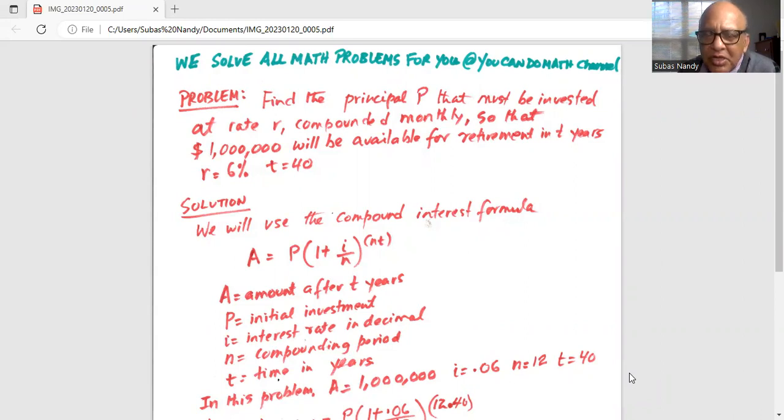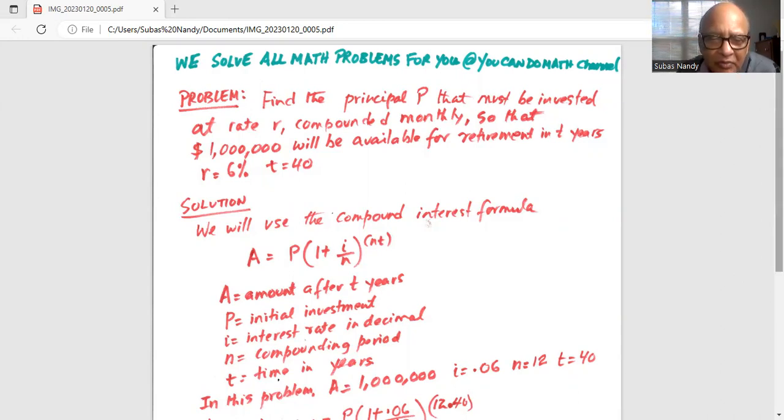We will use the compound interest formula, which gives A is equal to P multiplied by, in parentheses, 1 plus I over N, close parenthesis, exponent is NT, raised to the power of N times T. A is the amount after T years. P is the principal, the initial investment. I is equal to the interest rate in decimal. Remember, we have to plug in the decimal value. And N is the compounding period. T is the time in years.